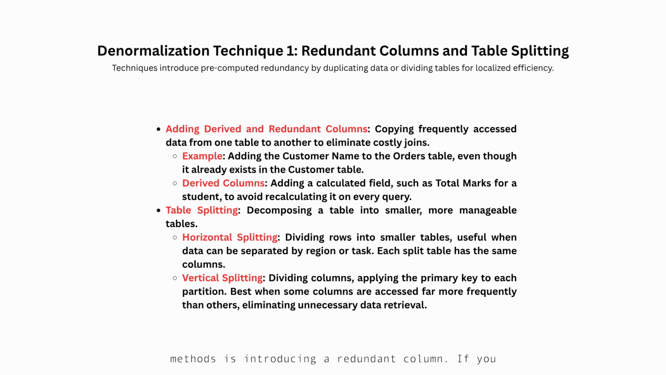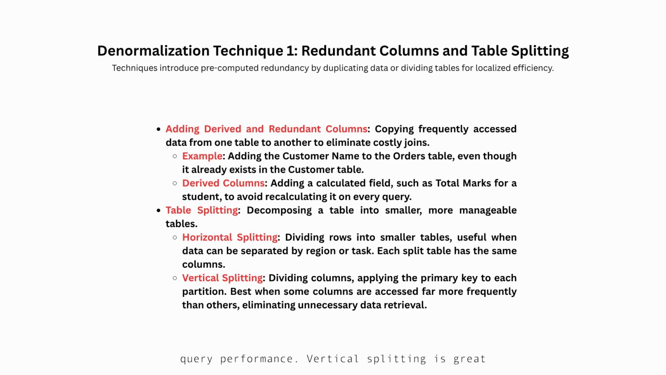One of the simplest methods is introducing a redundant column. If you frequently join the customer table just to get a customer's name, why not copy that name directly into the orders table? This instantly removes the join cost. A slight update complexity later saves massive query time now. Similarly, table splitting is a performance hack. If your table has millions of rows, you can use horizontal splitting to break it by region, say separating US customers from European customers. Queries focused on US only hit the smaller US table, dramatically improving query performance.